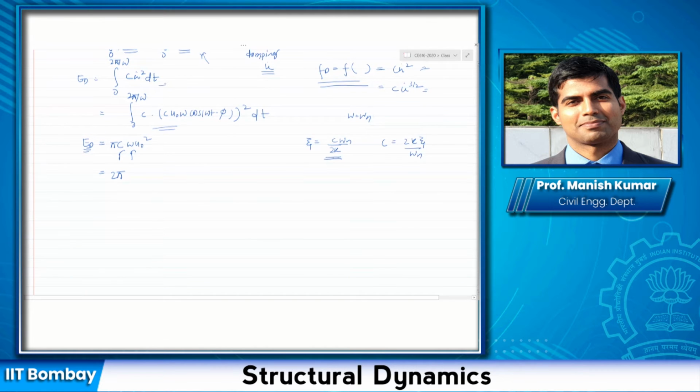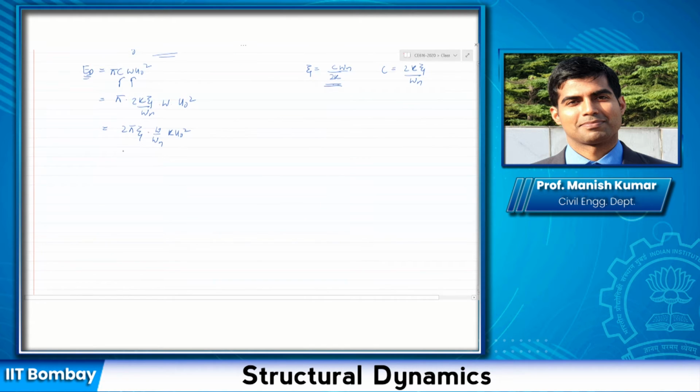If we substitute it here, I will get pi times 2k zeta by omega n times omega times u naught squared, which I can arrange to write as 2 pi zeta omega by omega n times k u naught squared. Why I am doing this, I will show you in just a second. So the energy dissipated in a single cycle of motion can be written in this form.